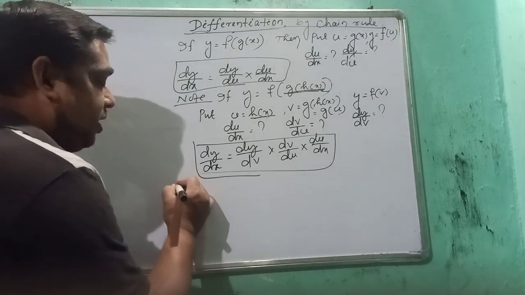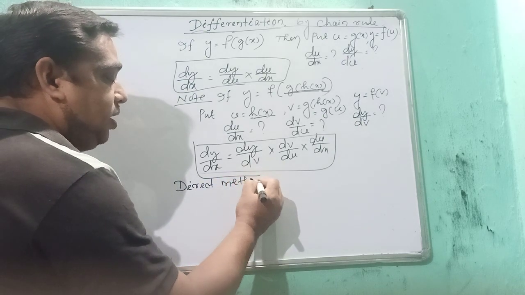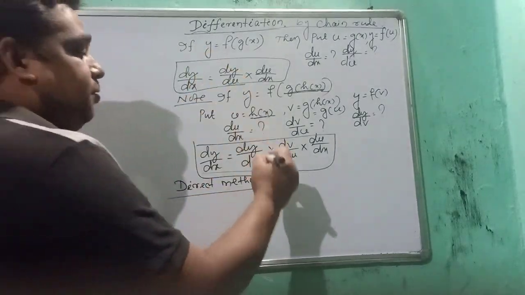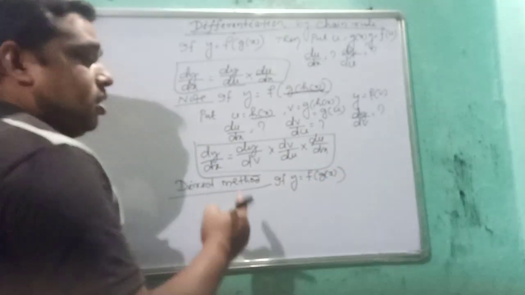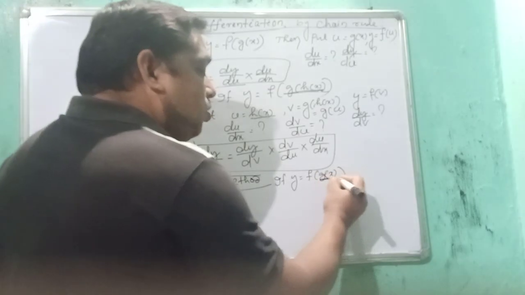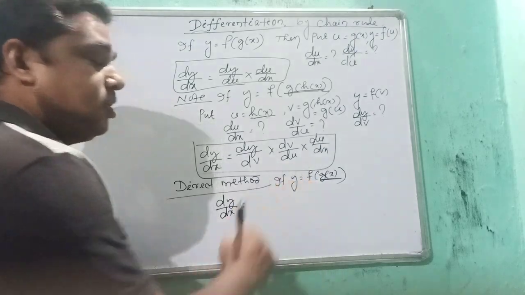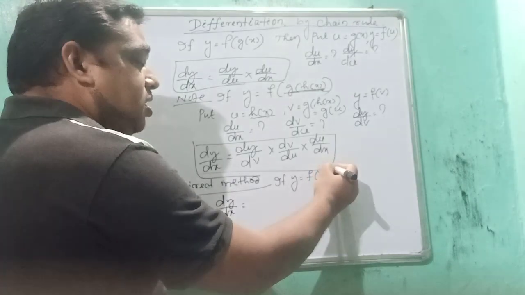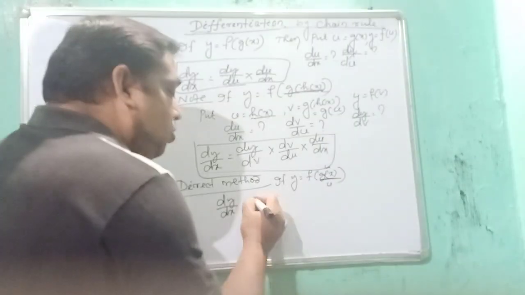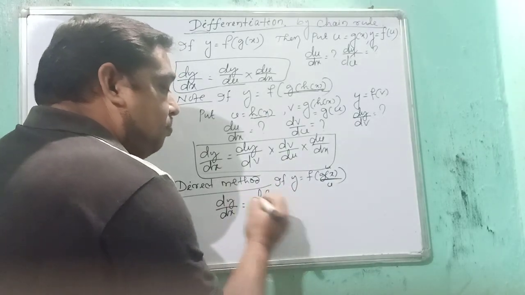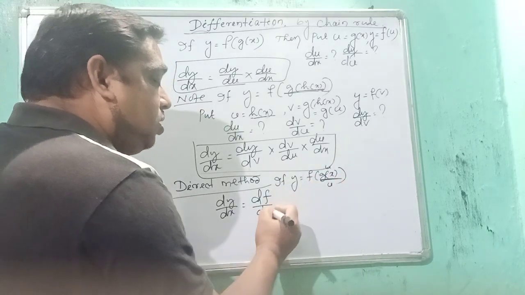But if you solve it by the direct method, suppose we solve without taking u and v, then the direct method is: if y is equal to a function of g(x) is given, then in this case you have to use g(x) is equal to u. Then what is dy by dx? Function of g(x) means g(x) is taken as u. Then what is the derivative of the function of u? Then you have to find df with respect to u, which is g of x.